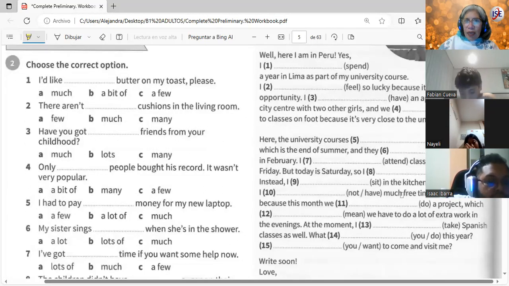So let's look at the email. Here you're going to use a simple present or present progressive.